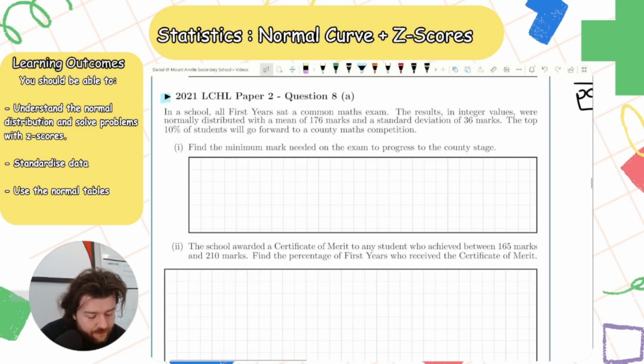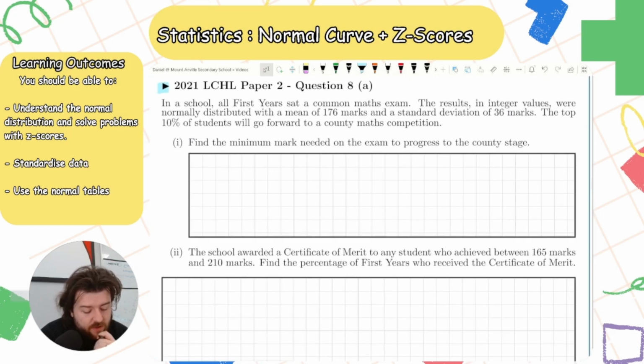Let's have a look at this one here. In a school, all first years sat a common maths exam. The results in integer values were normally distributed with a mean of 176 marks and a standard deviation of 36 marks. The top 10% of students will go forward to a county math competition. Find the minimum mark needed to progress to the county stage.